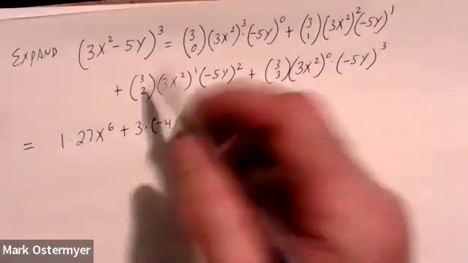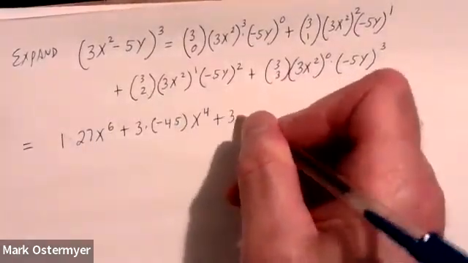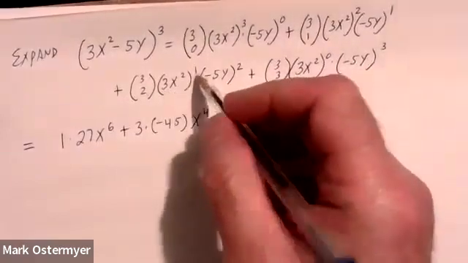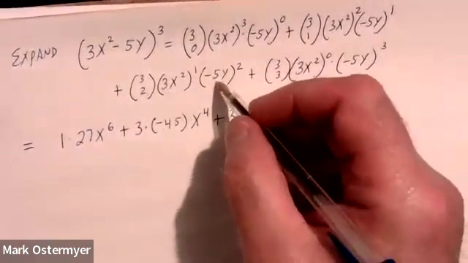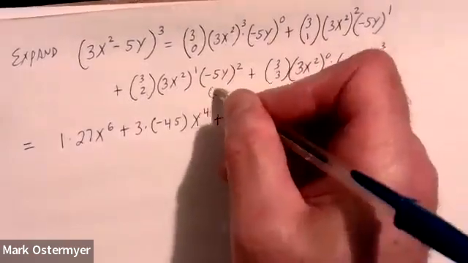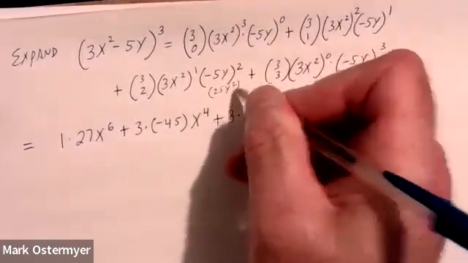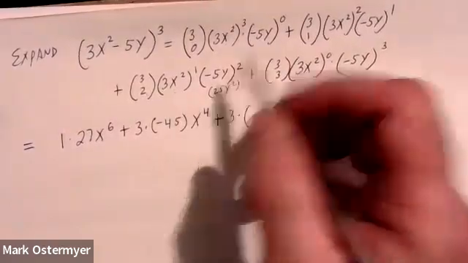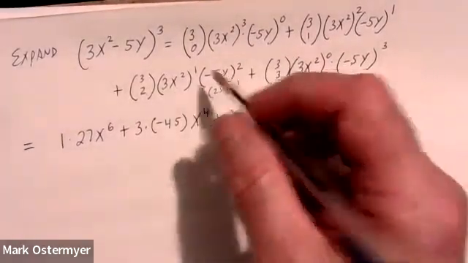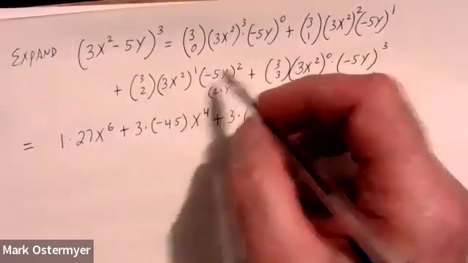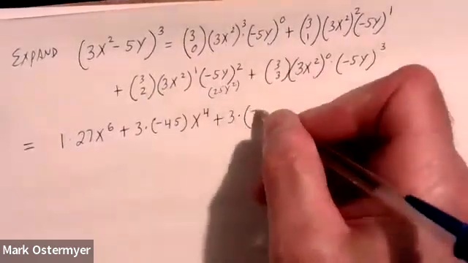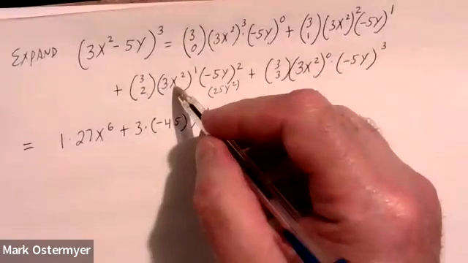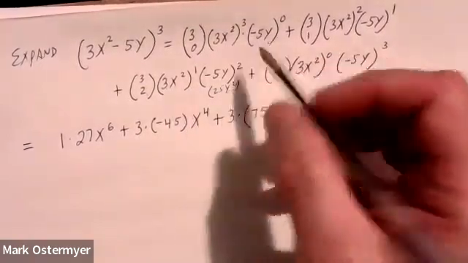3 choose 2 is 3. 3x squared to the first power is 3x squared. Negative 5y to the second power is going to be 25y squared. So what's 3 times 25? 3 times 25 is 75. And we got x squared, y squared.